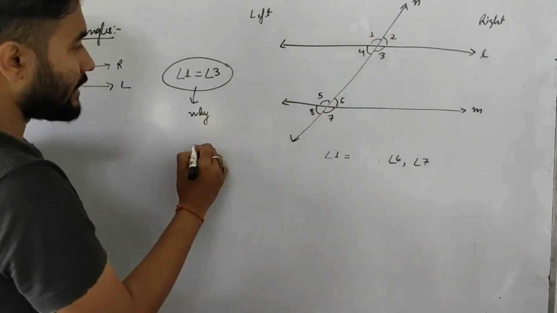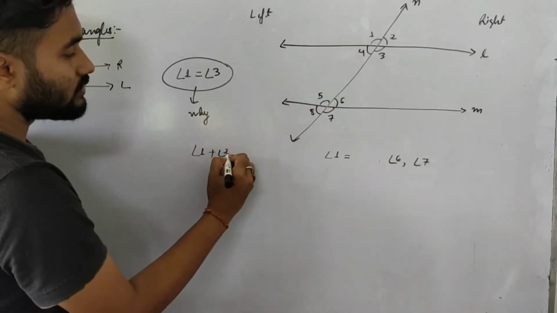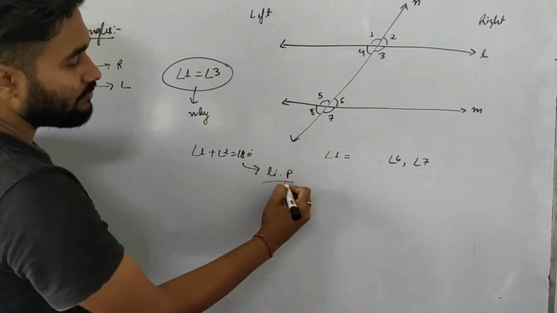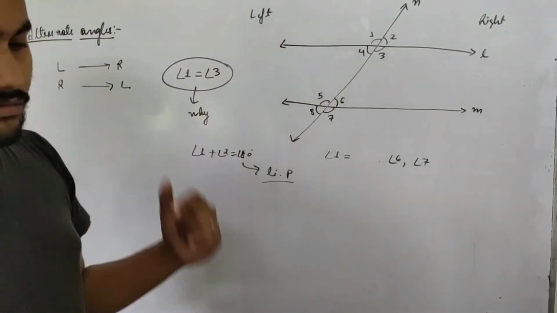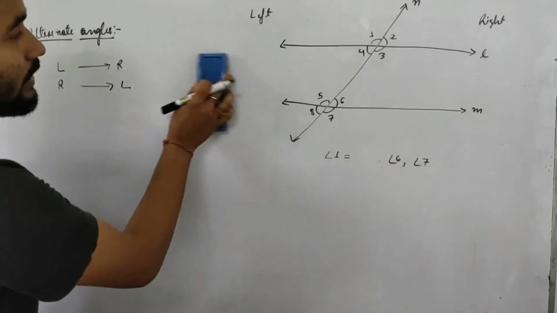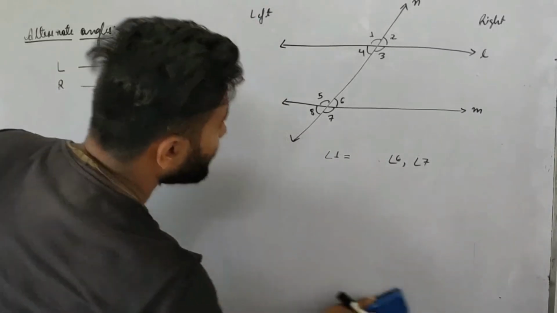But why? That one you will say. About 1 and 2 I have said only that 1 plus 2 is what? 180 degrees. Why have I said that? Because it is a linear pair. But why 1 and 3? You tell me, okay? Why 1 and 3? In the message also you can tell, in the group you can tell, in the classroom itself you can tell.